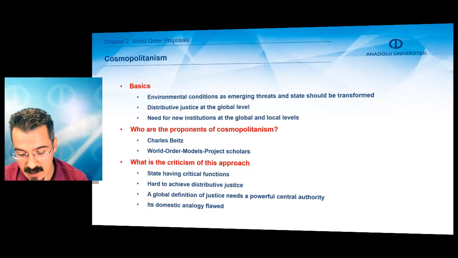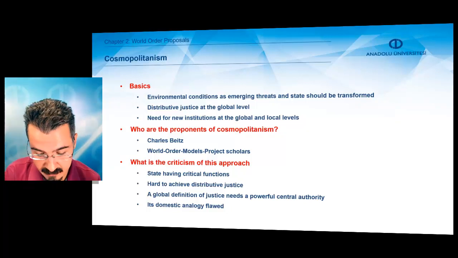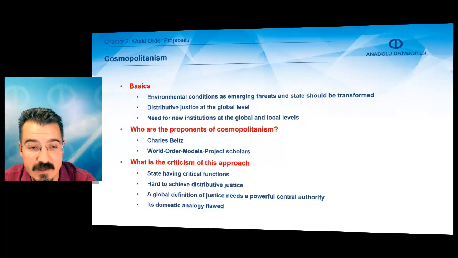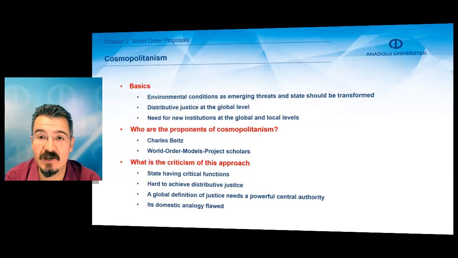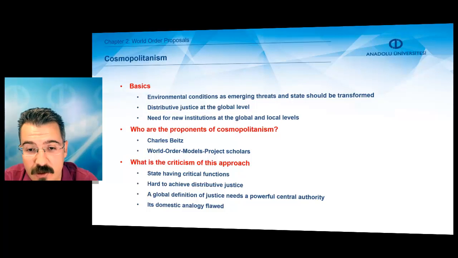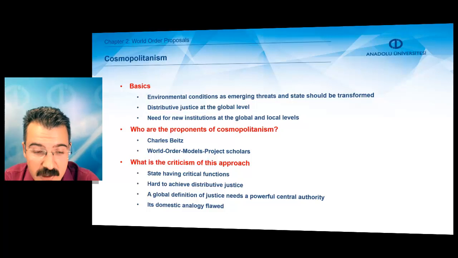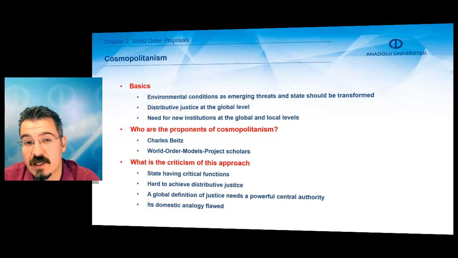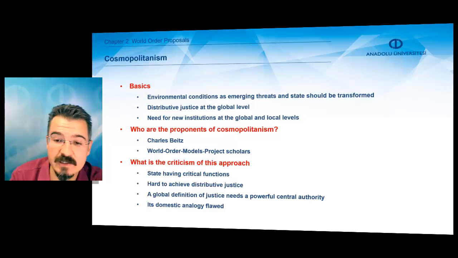Another proposed approach is cosmopolitanism. Cosmopolitanism has some basic arguments regarding the world order. For instance, they say that in the contemporary world, environmental conditions are emerging as basic threats. So the state should be transformed as a response to these new types of threats to human beings. And also they argue that there should be some sort of distributive justice at the global level, and that there is a need for new institutions at the global and local levels in order to meet these changing conditions.